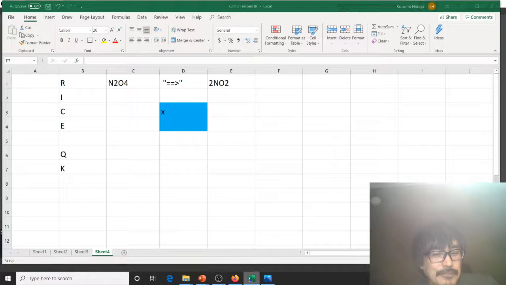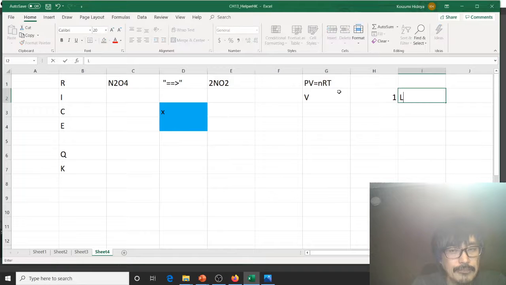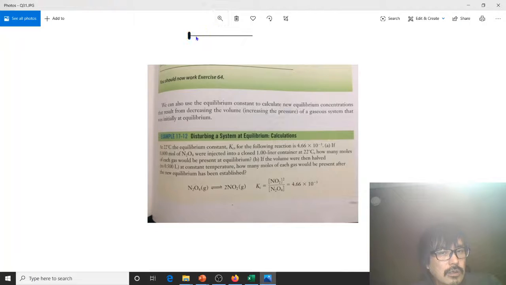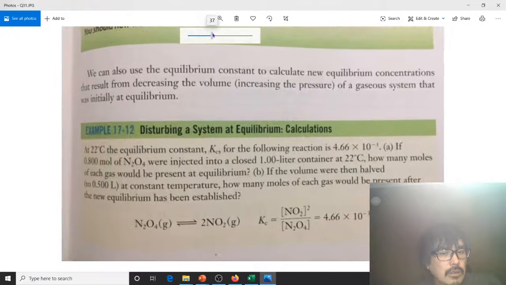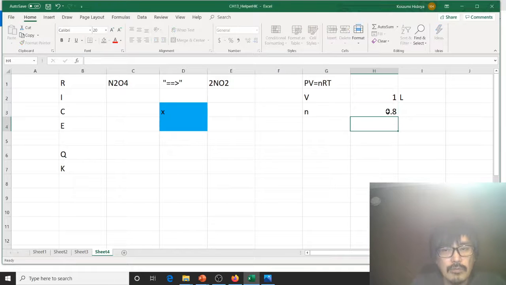So for pressure, we can actually use PV equal nRT to solve this problem. The volume is actually given as 1 liter, right? And n starts out with 0.08. Was that 0.08 or the 0.8? 0.8, okay. So that was 0.8 mole.